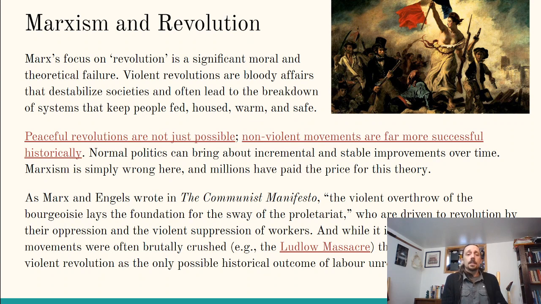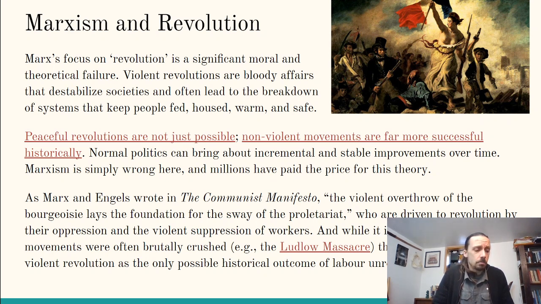Peaceful, non-violent revolutions work better. Non-violent movements are more successful. Normal, non-theoretical, non-Marxist politics can bring about incremental and stable improvements over time, and every piece of history we look at confirms that.